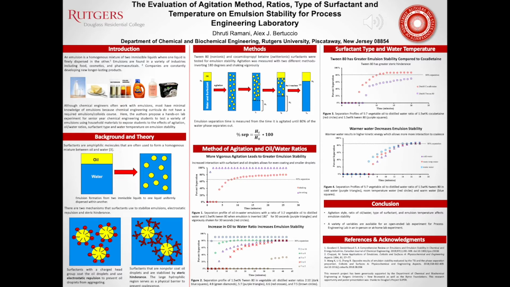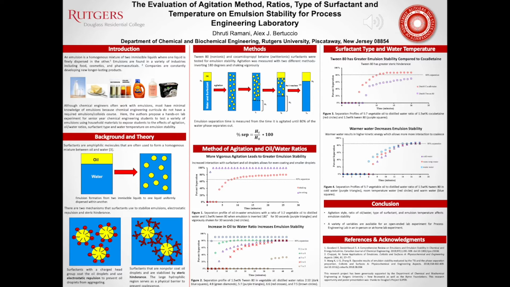In order for an emulsion to be formed, you need to add a surfactant, which is an amphiphilic molecule. When you add surfactants in an oil and water emulsion, it coats the oil droplets, and the two different stabilizers that it allows are electrostatic repulsion, which is between the charged head molecules, or steric hindrance, which is the physical boundary of the shape of the head.